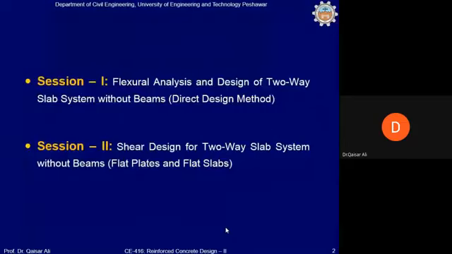There are two sessions in this lecture. In session 1, we will discuss flexural analysis and design of two-way slab systems without beams, which is based on a method called the direct design method. And session 2 is on the shear design for two-way slab systems without beams.